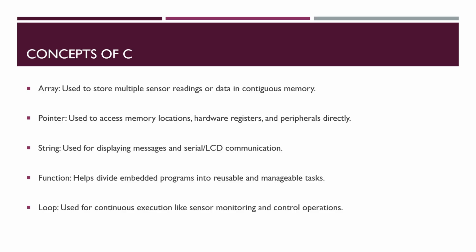So, concepts of C. The concepts of C learned during this internship are array, pointers, string, function, loop. Array is used to store multiple sensor readings or data in contiguous memory. Pointer is used to access memory locations, hardware registers, and peripherals directly. Strings are used for displaying messages and serial or LCD communication. Functions help divide embedded programs into reusable and manageable tasks. Loops are used for continuous execution like sensor monitoring and control operations.